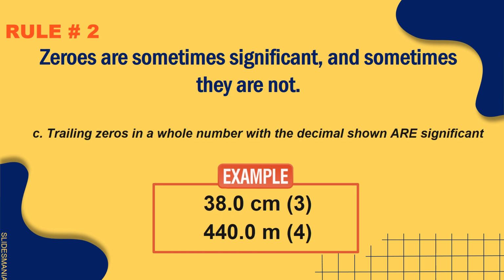For letter C, trailing zeros in a whole number with the decimal shown are significant. Okay, I repeat, trailing zeros in a whole number with the decimal shown are significant. For example, we have 38.0 centimeters. Okay, so we have 3, 8, and 0 as significant figures. And for example number 2, we have 440.0 meters. We have 4, 4, 0, and 0 as significant figures. So in example number 1, we have 3 significant figures. And in example number 2, we have 4 significant figures.